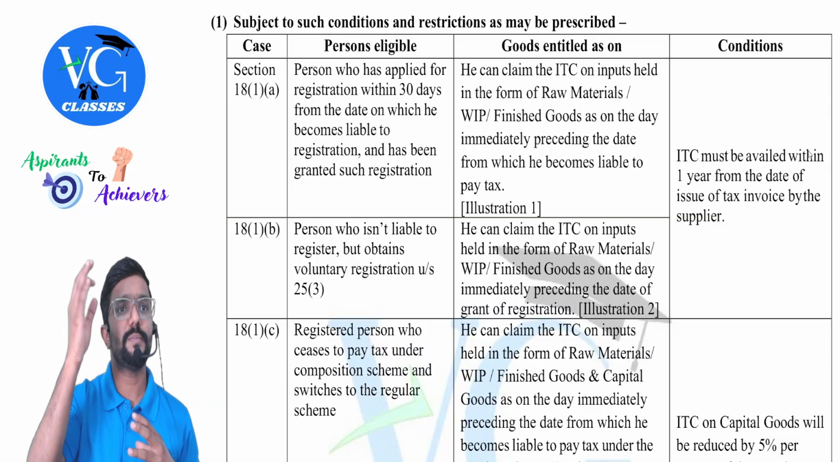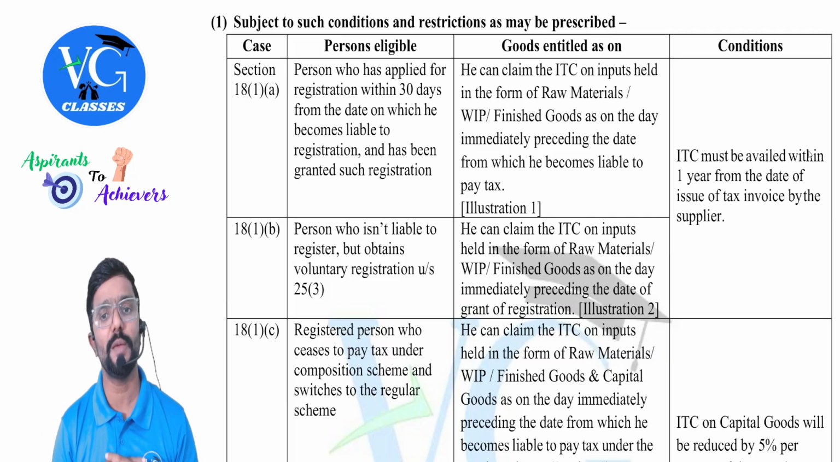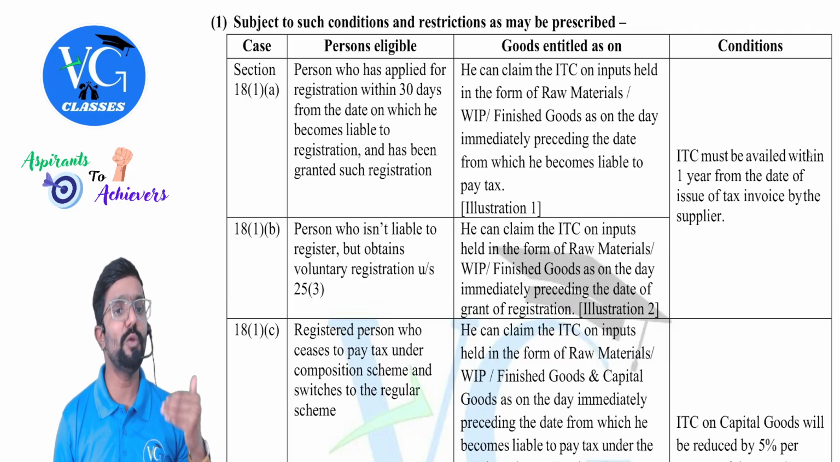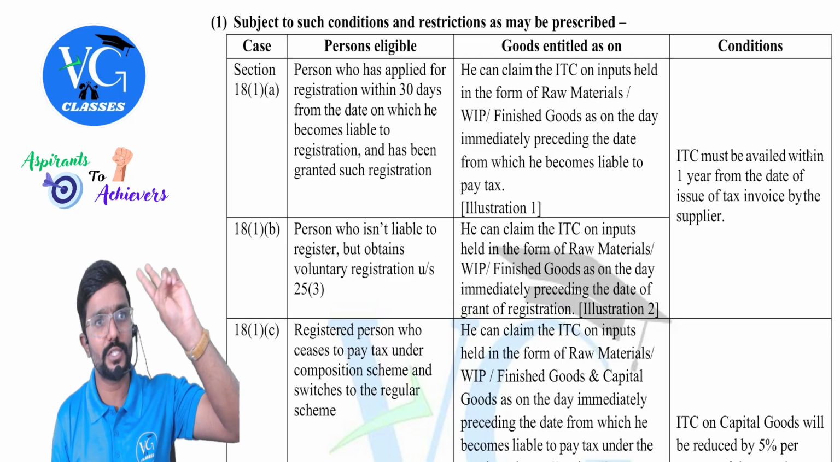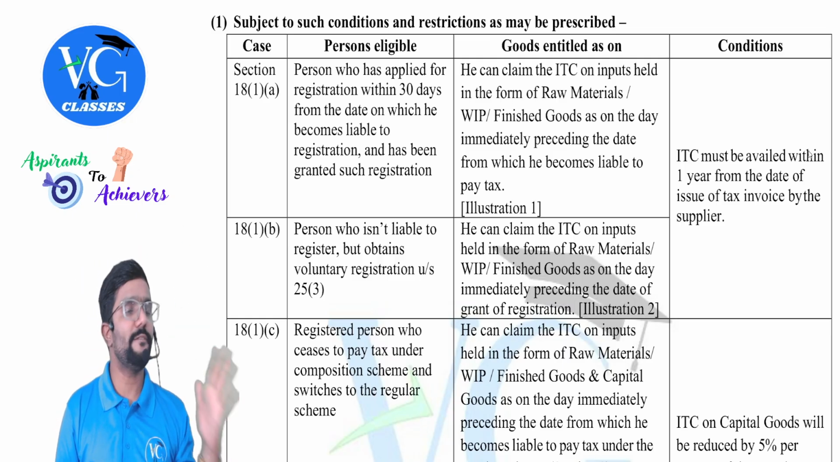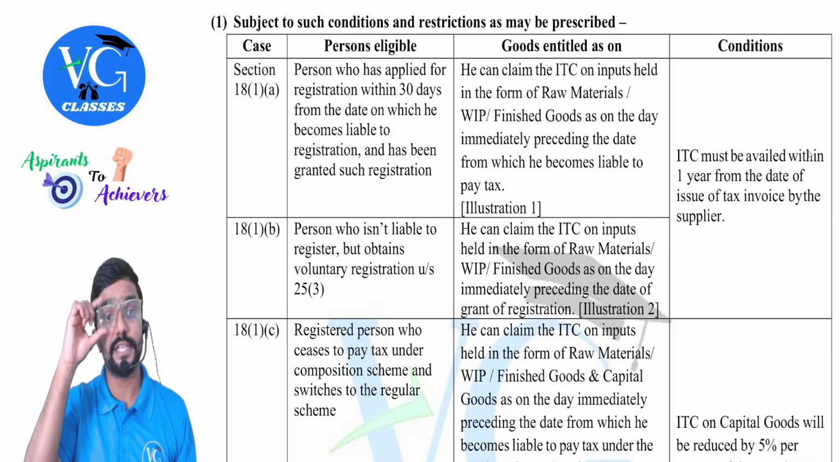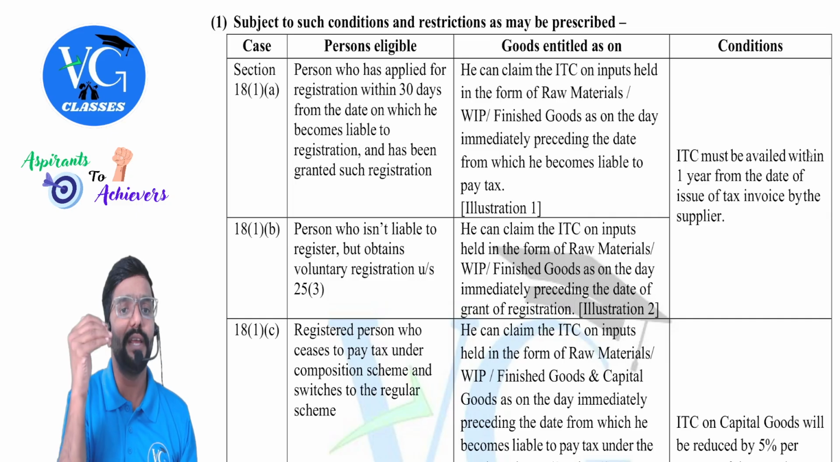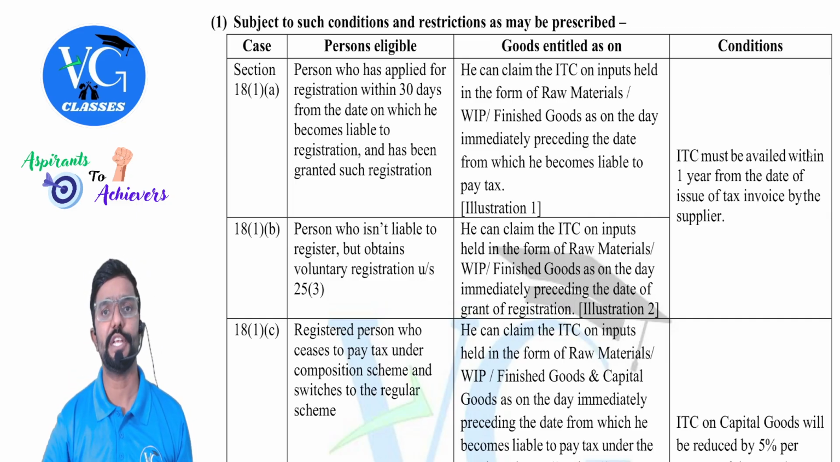Subsection 1 of Section 18, subject to such conditions and restrictions as may be prescribed. First one, 18(1)(a). Totally 4 special cases are here. We have as of now discussed only 2. 18(1)(a) first: a person who has applied for registration within 30 days from the date on which he became liable for registration and has been granted such registration.